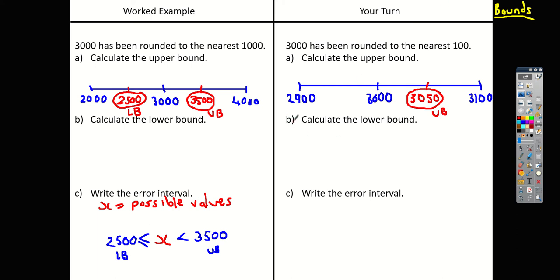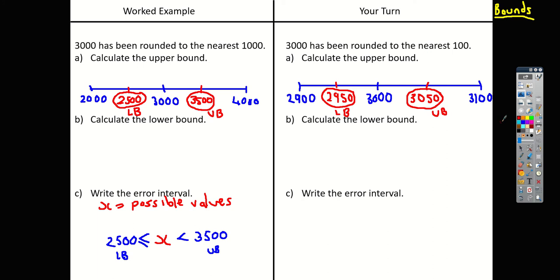And on the low side, to do part B, the lower bound is halfway in between here. So I want to go 50 below the 3,000 or 50 above the 2,900. That's 2,950. And that's my lower bound. And again, this time we are allowed to be this number as well, because that still rounds to 3,000, just like it did over here. So upper bound is that one, lower bound is this one.